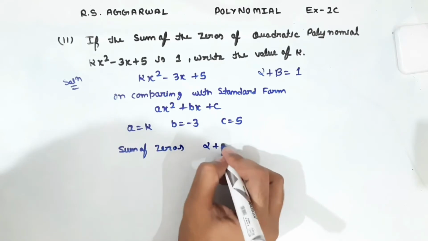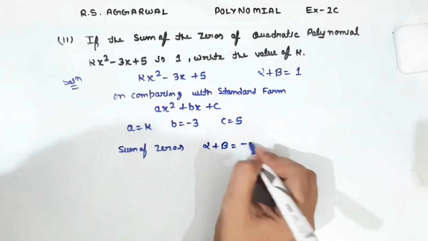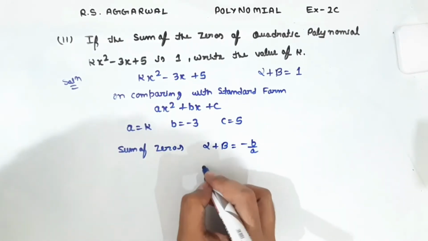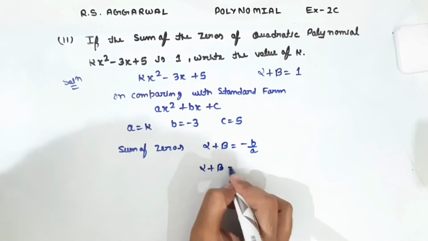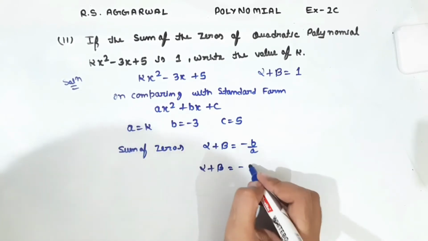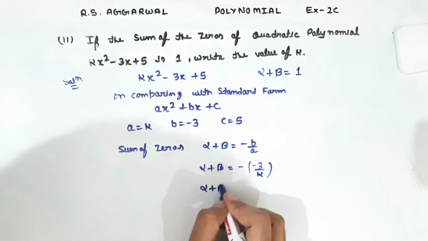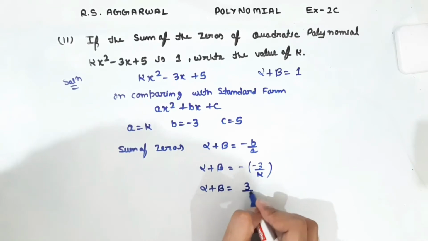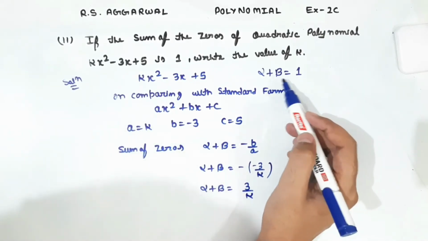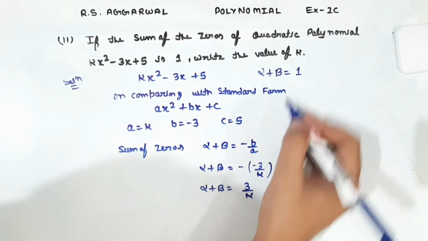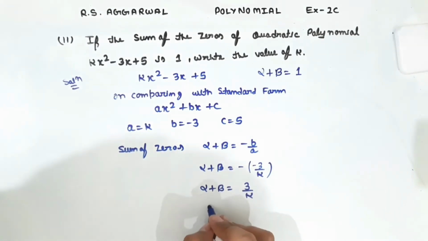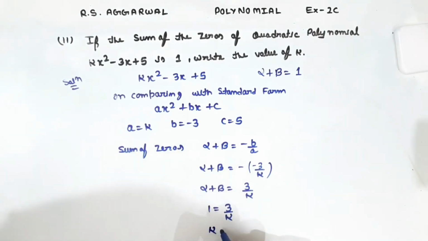And we know that the sum of zeros, that is alpha plus beta, is equal to minus b upon a. So alpha plus beta will be equal to minus, our b is minus 3 and a is k. So alpha plus beta is equal to 3 upon k, and we have been given alpha plus beta equals to 1. So putting alpha plus beta equals to 1 here, 1 will be equal to 3 upon k. So from here k will be equal to 3. This is the value of k.